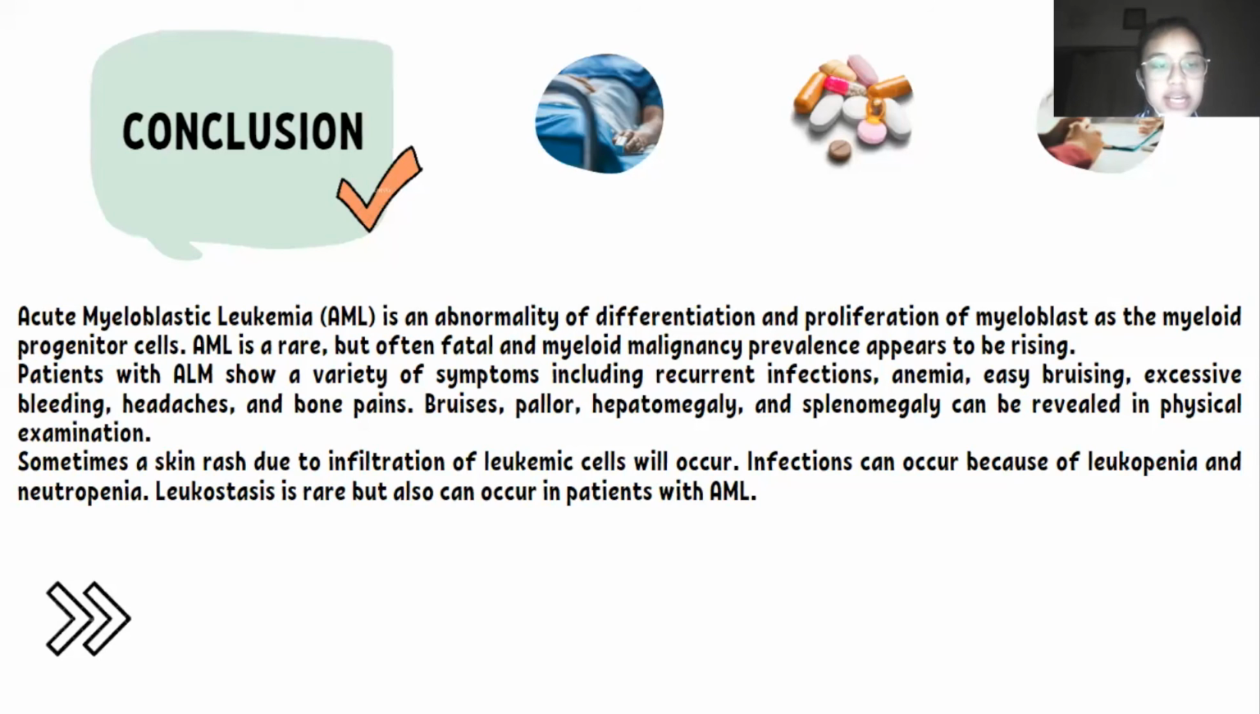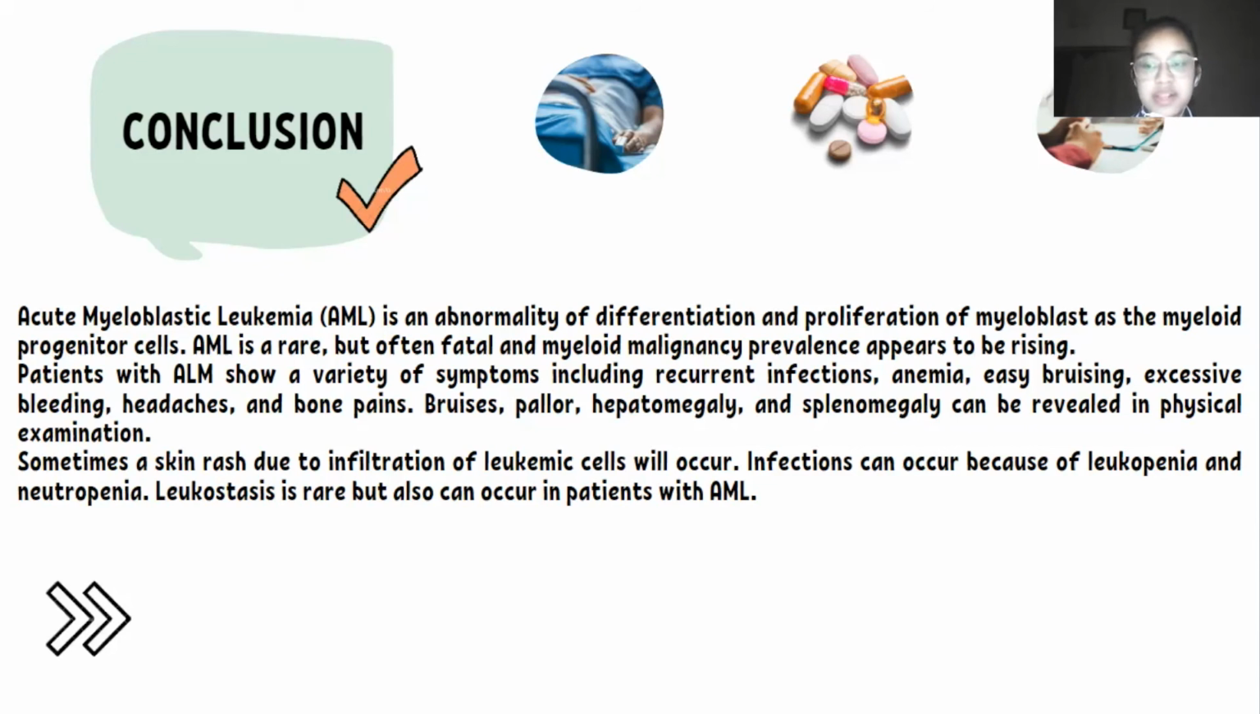Patients with AML show a variety of symptoms, including recurrent infections, anemia, easy bruising, excessive bleeding, headaches, and bone pains. Bruises, pallor, hepatomegaly, and splenomegaly can be revealed in physical examination. Sometimes a skin rash due to infiltration of leukemic cells will occur.